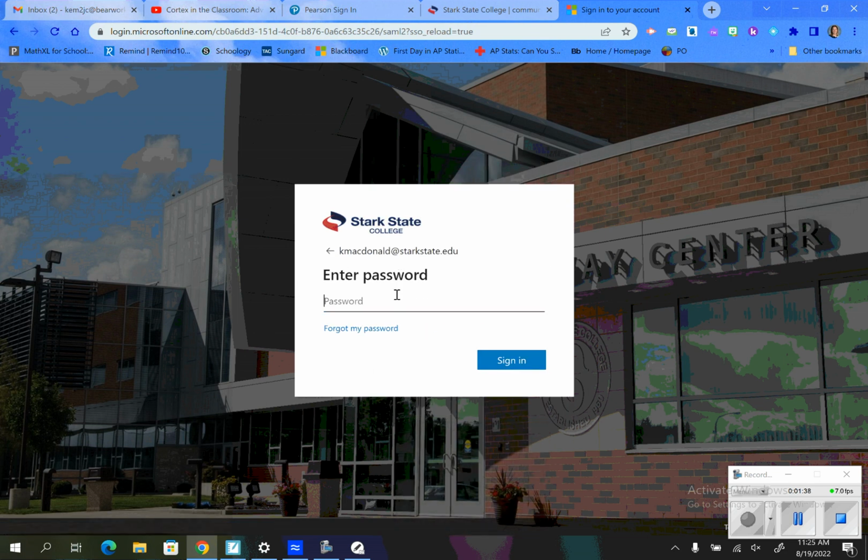Here we go. Okay. Then it'll tell you to enter a password. Everybody on the password page? We okay? We're not? Okay. We just want to troubleshoot as we go here. Okay, go all the way down. My Stark State login. Okay, got it. And then who else?